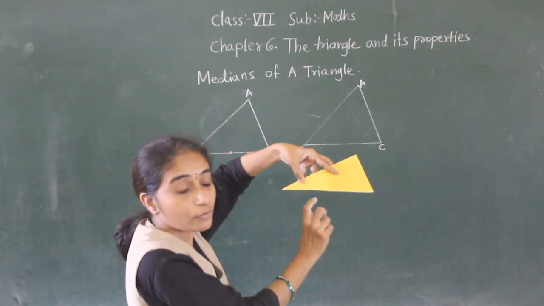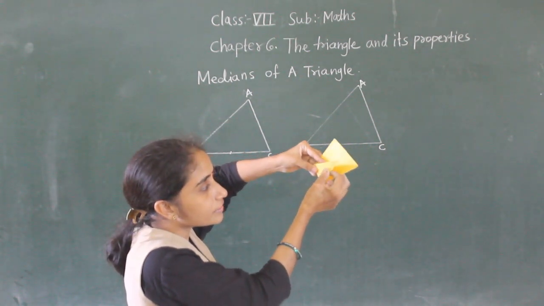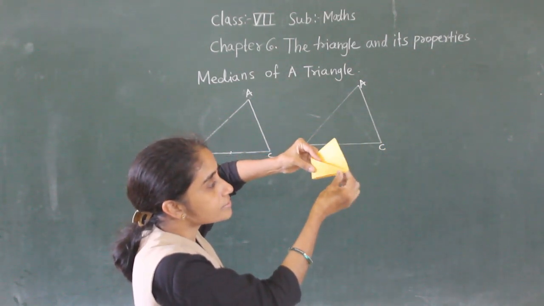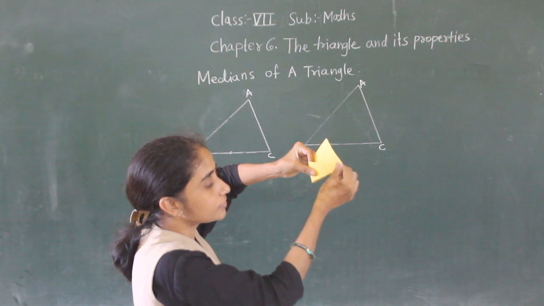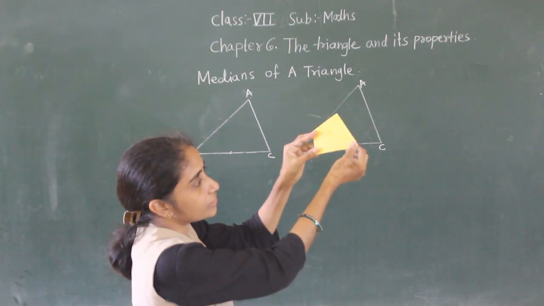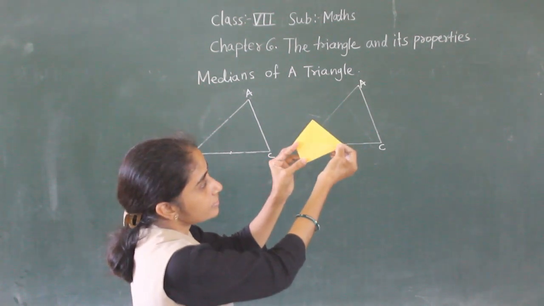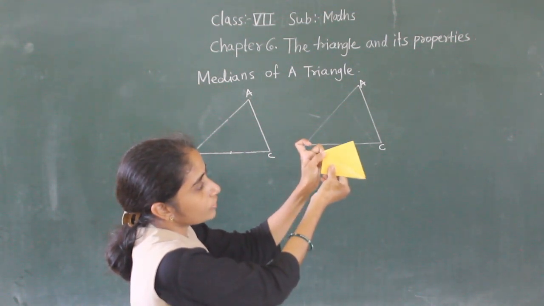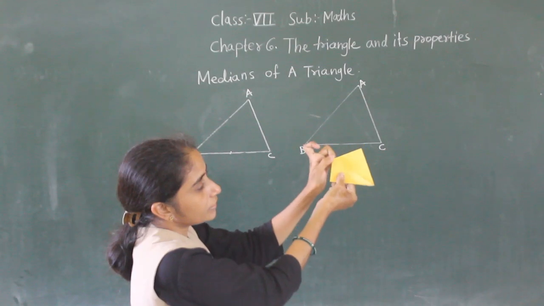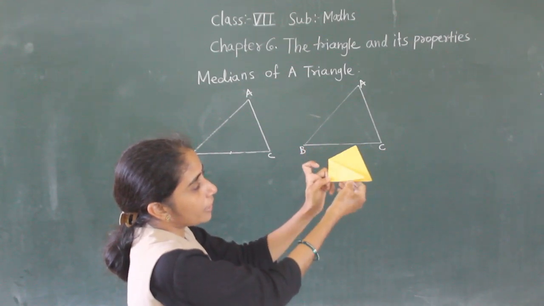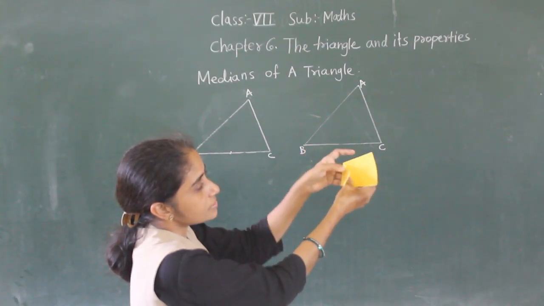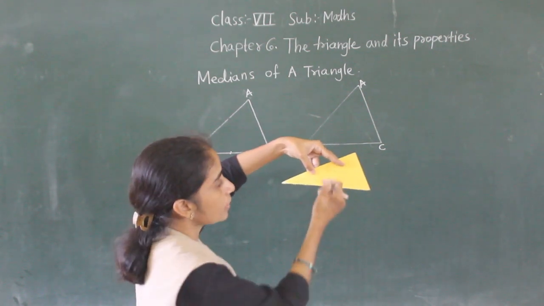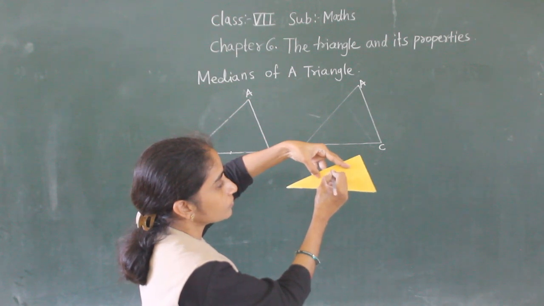So what I will do, I will fold this paper. This corner I will exactly attach on C. Here I want to fold. It is the perpendicular bisector. See this fold which we got.